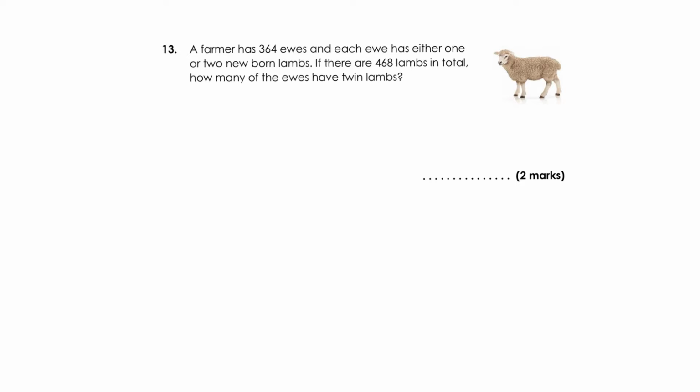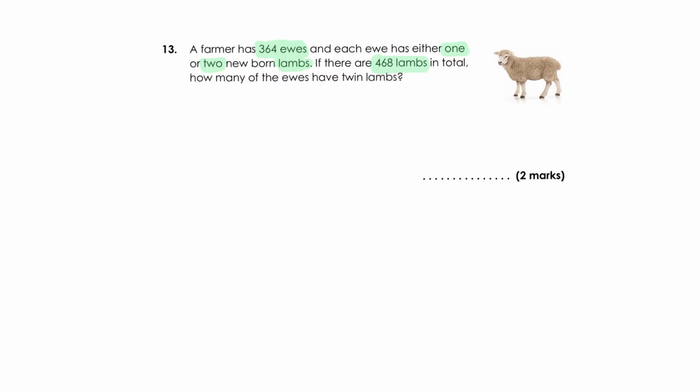It's a bit of a tricky question because there are different parts here that can make us fall over. So we know that there are 364 ewes here. I don't know if I'm pronouncing that right, so let me know if I'm not. And they can either have one or two newborn lambs, and there are 468 lambs in total. How many of the ewes have twin lambs?